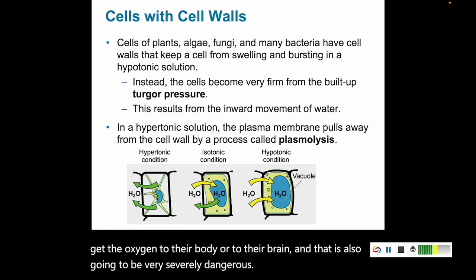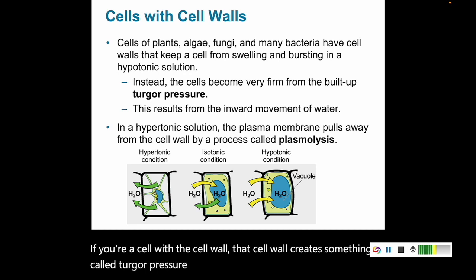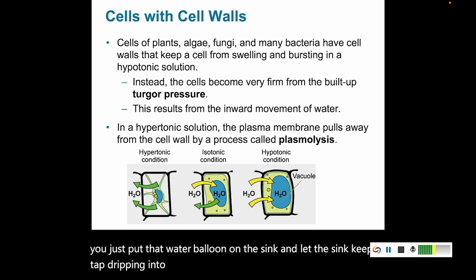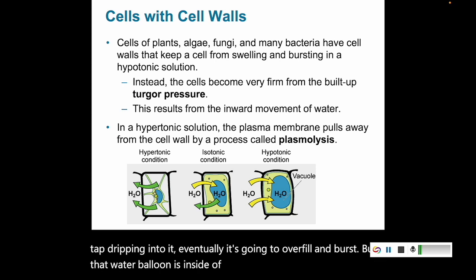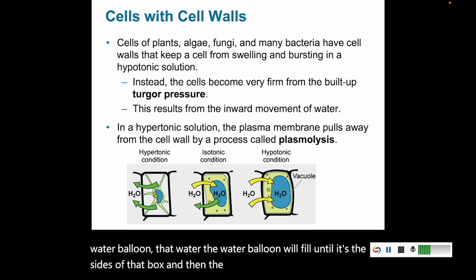If you're a cell with a cell wall, that cell wall creates something called turgor pressure. So if you're filling up a water balloon and you just put that water balloon on the sink and let the sink keep dripping into it, eventually it's going to overfill and burst. But if that water balloon is inside of a box that presses against it, the water balloon will fill until it's the size of that box, and then the water will start being pushed back out.